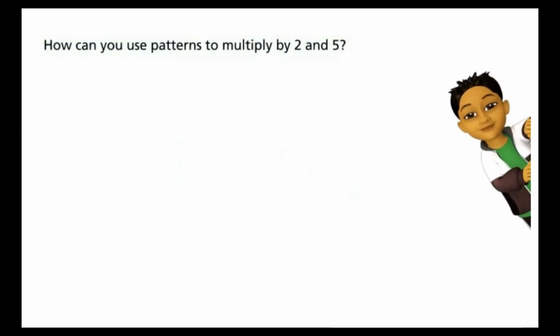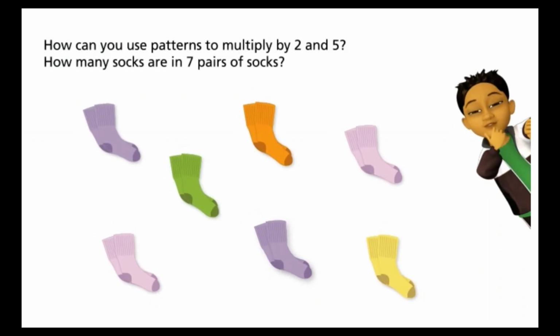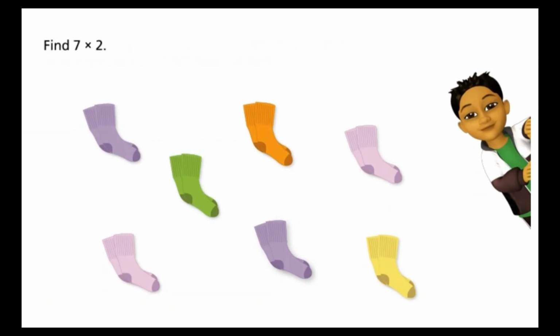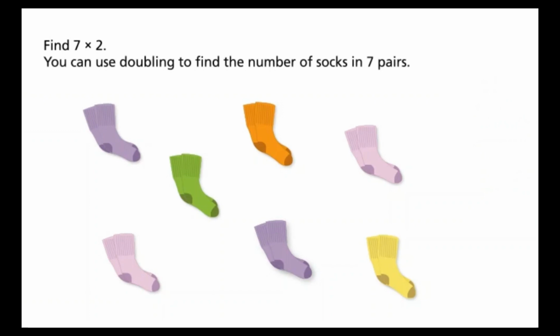How can you use patterns to multiply by 2 and 5? How many socks are in 7 pairs of socks? Find 7 times 2. You can use doubling to find the number of socks in 7 pairs.